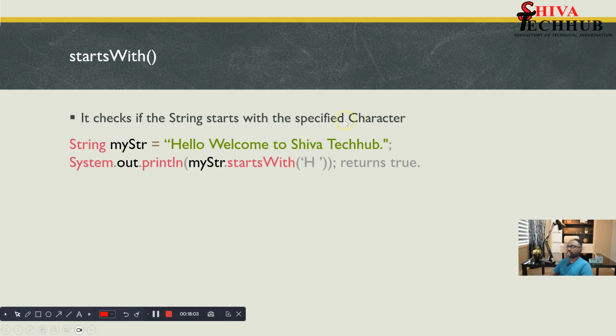So for example, in place of H, if I try to use W, it will return false, because this particular main string doesn't start with the character W. Okay, so that is how we need to understand the startsWith function in Java.